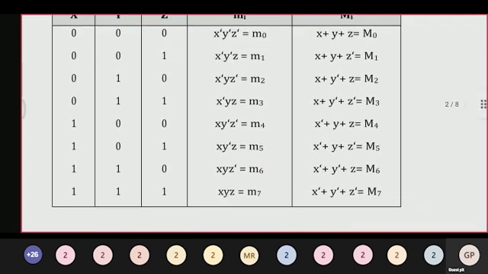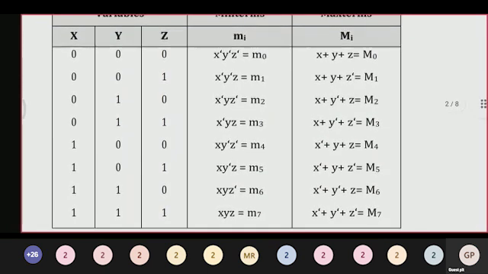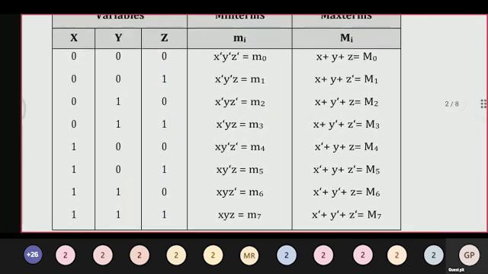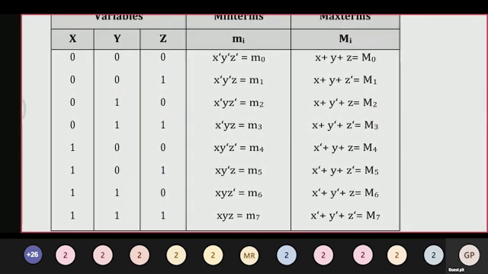Next one is 0 1 0. 0 1 0 is represented in max term as x plus y bar plus z. It corresponds to max term M2. Next one is 0 1 1. 0 1 1 means x plus y bar plus z bar, that is equal to max term M3. Next one is 1 0 0. 1 0 0 is represented in max term as x bar plus y plus z. It corresponds to max term M4.